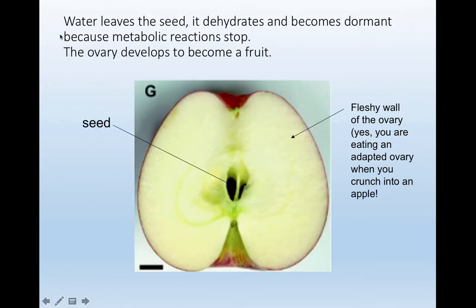A lot of times the seed is in an enclosed environment, and it dehydrates. It becomes kind of dormant because the metabolic reaction stopped. So the flowers will prevent the petals forming around the ovary, and sometimes the ovary develops and becomes a fruit. So here we see the self-pollination by either having the stigma above the stamen, the fleshy wall of the ovary.